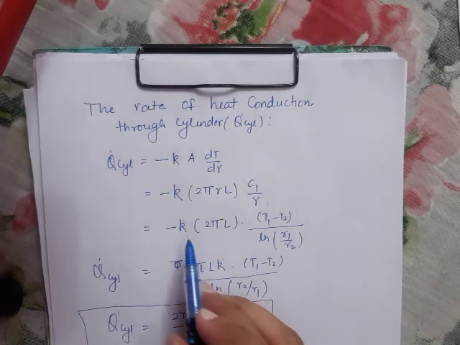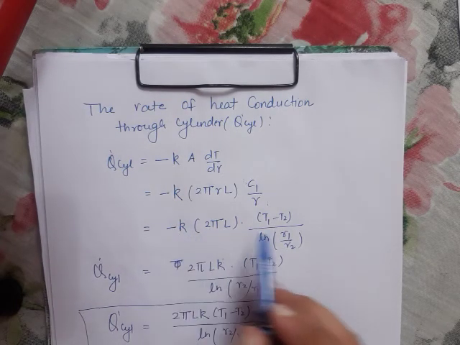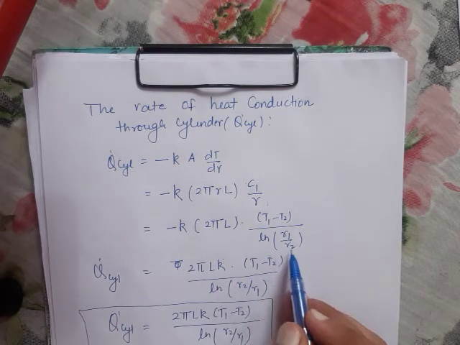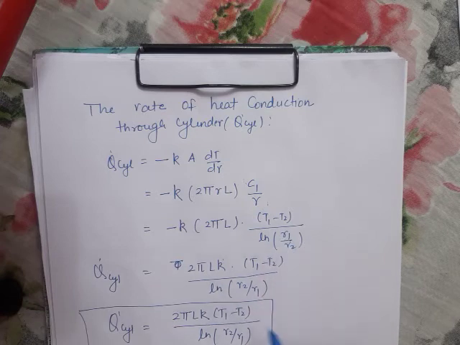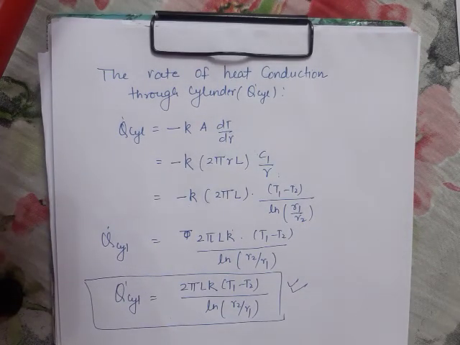Please note, this is 2 pi L k. The minus was there and it was log r1 upon r2. So the minus has been removed and log r1 upon r2 has been written as log r2 upon r1. This is the expression for the rate of heat conduction through the cylinder.